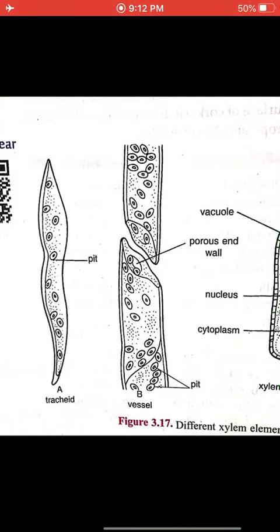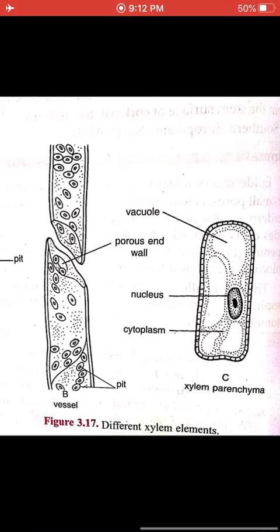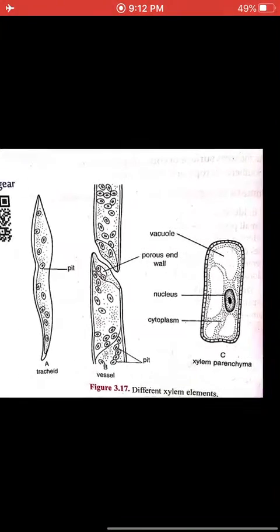They also conduct water. Since tracheids do not have any opening, water is not conducted freely, so water is mainly conducted by the vessels. While xylem parenchyma stores food and helps in the lateral conduction of water. Xylem parenchyma stores food and helps in the conduction of water. So the main function of xylem is to conduct water and minerals.